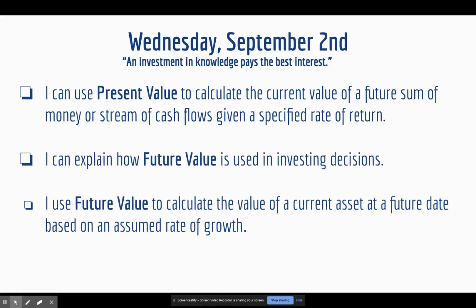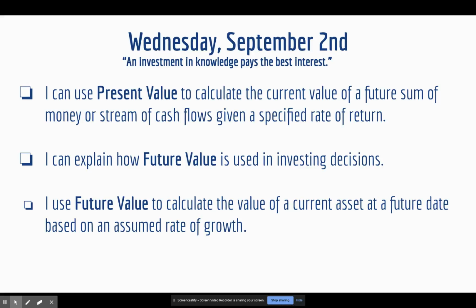I can use present value to calculate the current value of a future sum of money or streams of cash flow given a specified rate of return. I can explain how future value is used in investing decisions. I can use future value to calculate the value of a current asset at a future date based on an assumed rate of growth. Now, you might look at those statements and this might be new to you, but I bet you know a little bit more about these than you think you do.